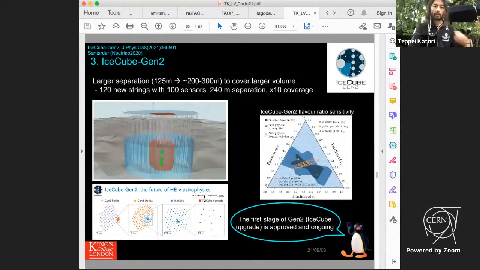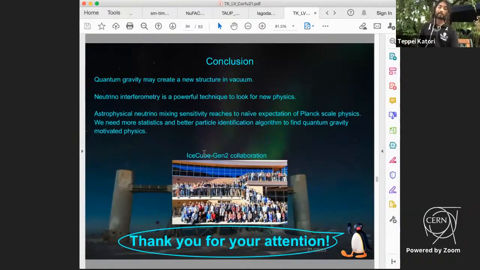All right, and my last slide. How do we improve? Well, IceCube is too small, so we need to make it bigger. We have a plan to make it 10 times bigger, IceCube Gen2. In the meantime, we are trying to improve the particle identification algorithm, because that's key to measuring the flavor ratio.